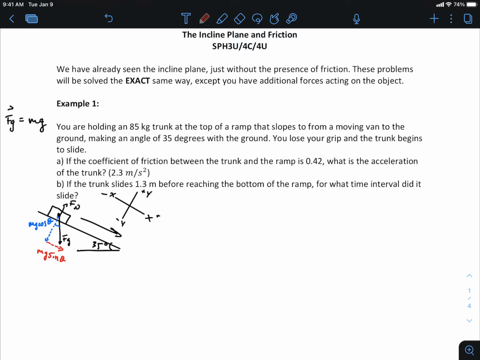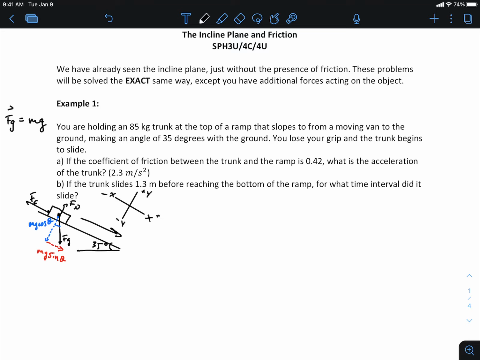And we have one more force now. That's what we've seen so far. And we have one more force. We know that this thing's sliding down the ramp. And if it's going down the ramp, then we must know that friction is acting in the opposite direction. So we have this force of friction in the negative direction.